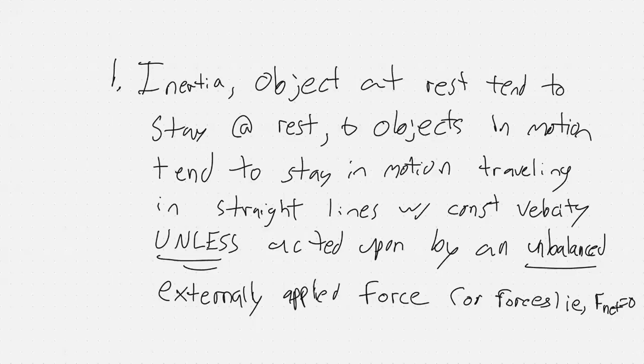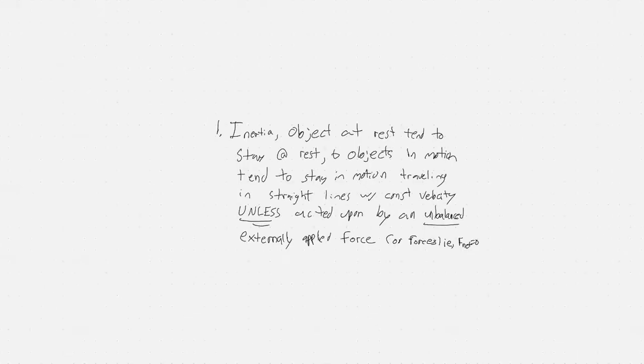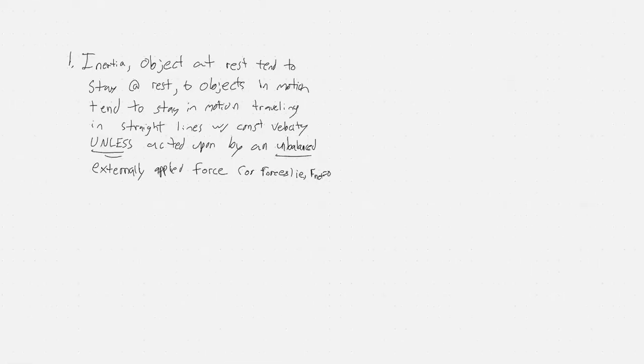We can simplify that to say the following. When F net, which is a vector, is equal to 0, a is equal to 0. So anytime that there's not an unbalanced force or set of forces that are unbalanced, objects do not accelerate, which is tantamount to saying they travel with a constant velocity.